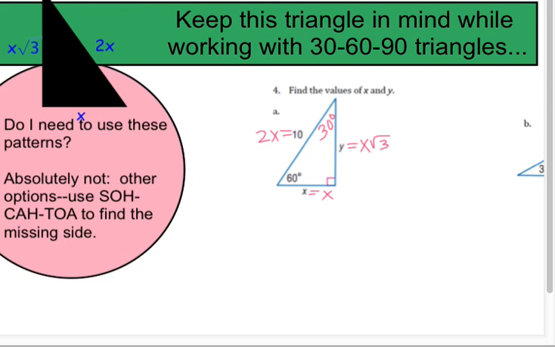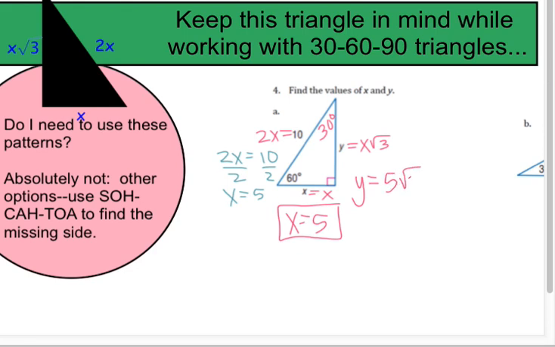So we need to figure out, well, what is x? So I would solve. I have that 2x is equal to 10, so I would divide by 2, so x is equal to 5. Okay. Well, in that case, then this x is equal to 5. And then y is equal to, well, x times the square root of 3. So y is 5 square root of 3.